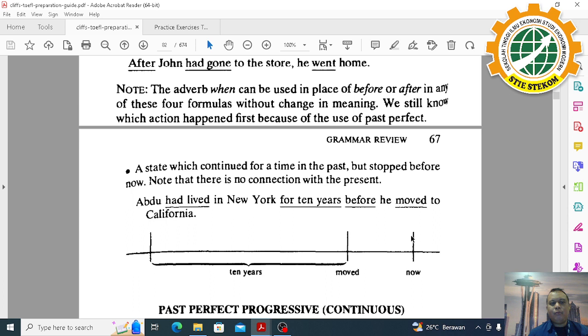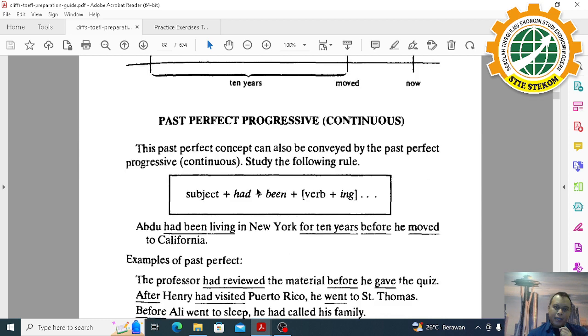We have subject had plus been ya, karena bentuknya plus ing, maka harus pakai kata been. And then verbnya ing ya. Contohnya, Abdul had been living in New York for 10 years before he moved to California. Okay. Jadi pada intinya itu membedakannya ya. Kalau present perfect continuous pakainya have dan has plus been plus verb ing ya. Tapi kalau past perfect continuous dia cuma satu, I, you, we, they, he, she, it pakainya had dan been, and then verbnya ada verb ing ya.